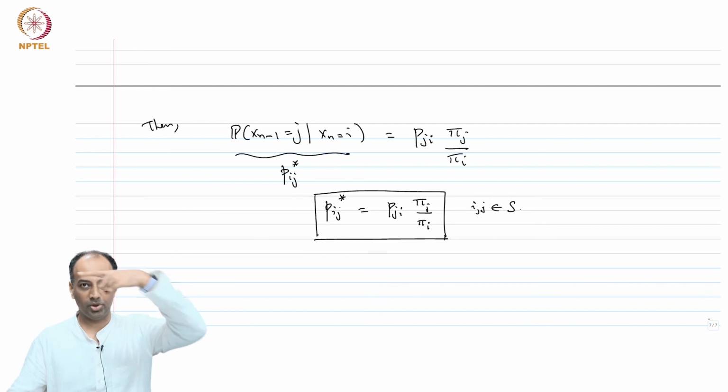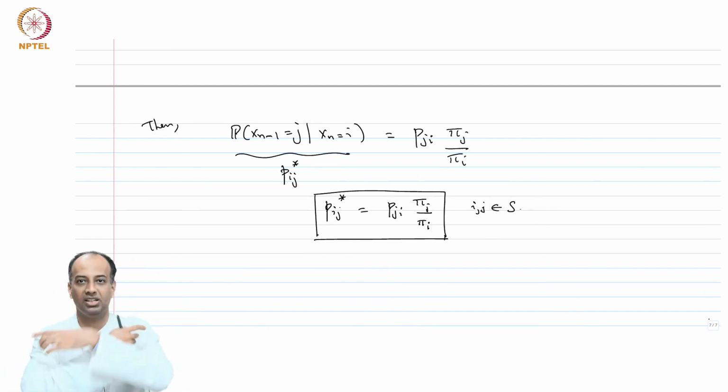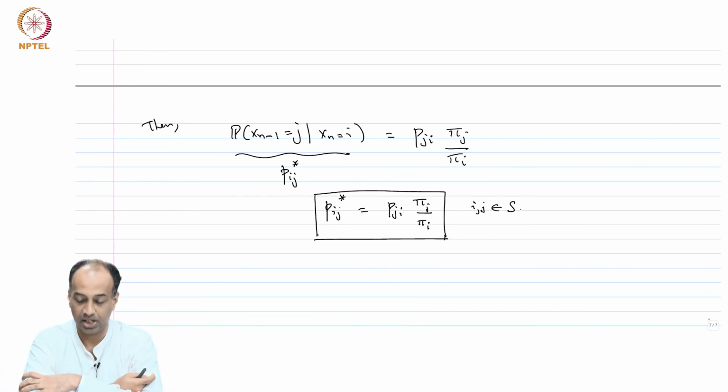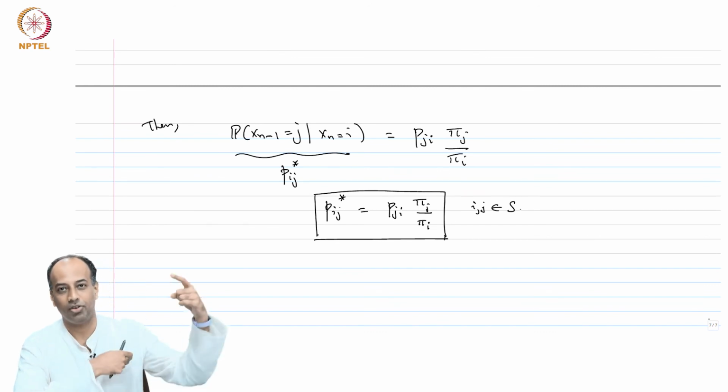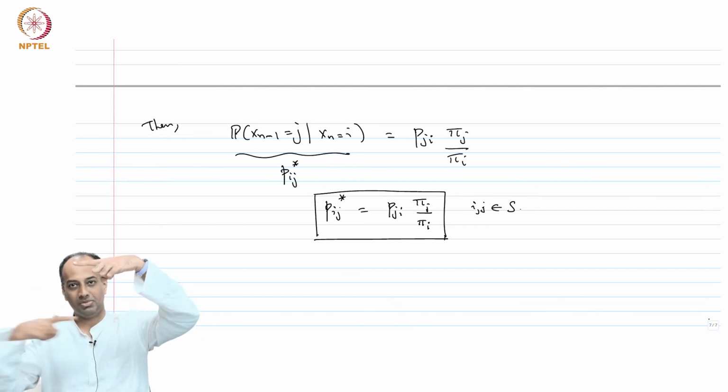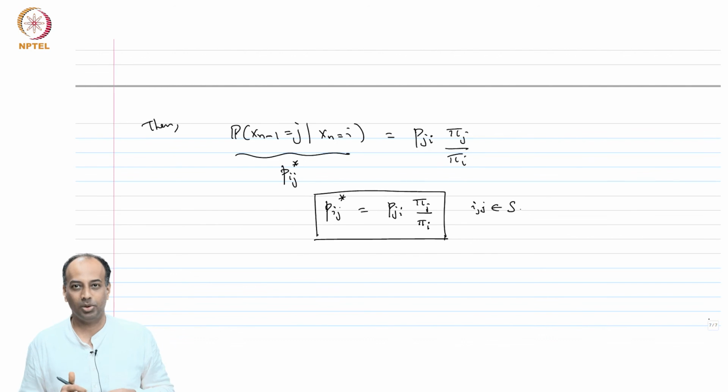So, the forward transition probabilities are P_ij, and the reverse transition probabilities are P_ij star, which are p_ji times pi_j by pi_i. Okay. Now, that is not what reversibility is, right. I have not told you what reversibility is. I only told you that the forward Markov chain and reverse Markov chain have two different transition probabilities and I have derived those transition probabilities.